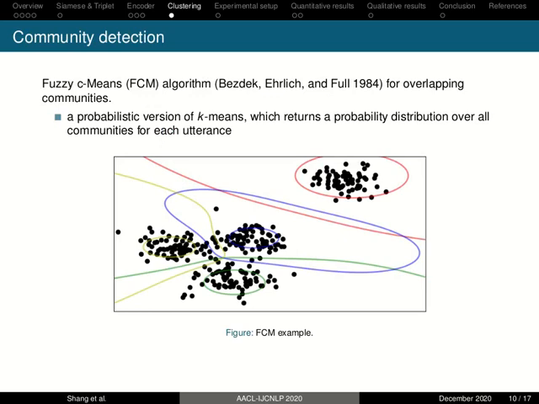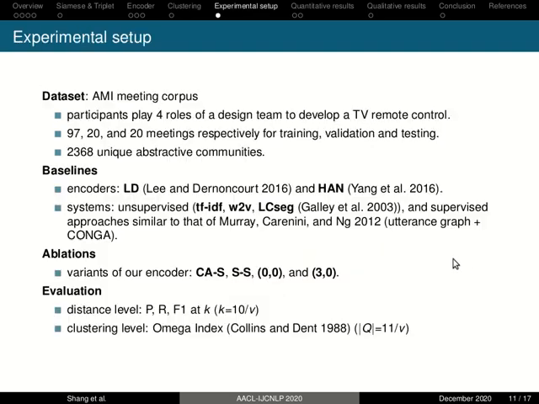Once our encoder has been trained within the Siamese or triplet architecture, it is used to project test utterances into an embedding space. Since communities can overlap, we use a probabilistic version of k-means, the fuzzy c-means, applied to the learned embedding space, which returns a probability distribution over all communities for each utterance. We experiment on the AMI meeting corpus.